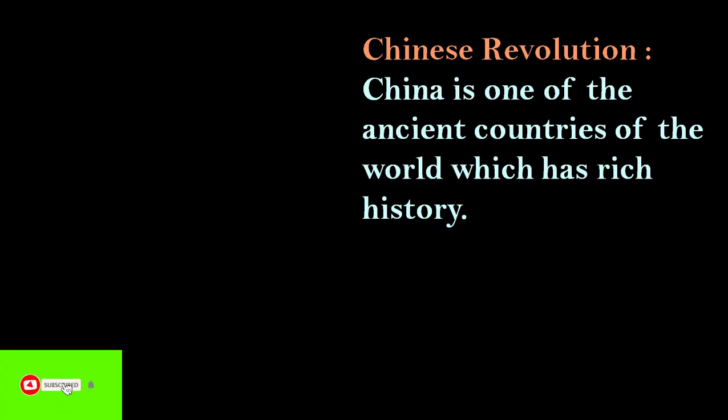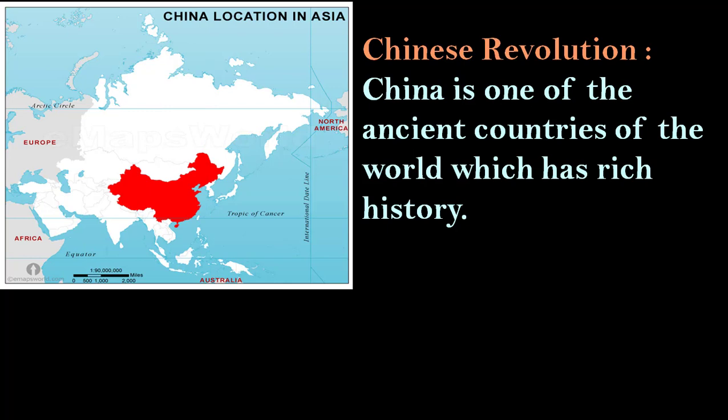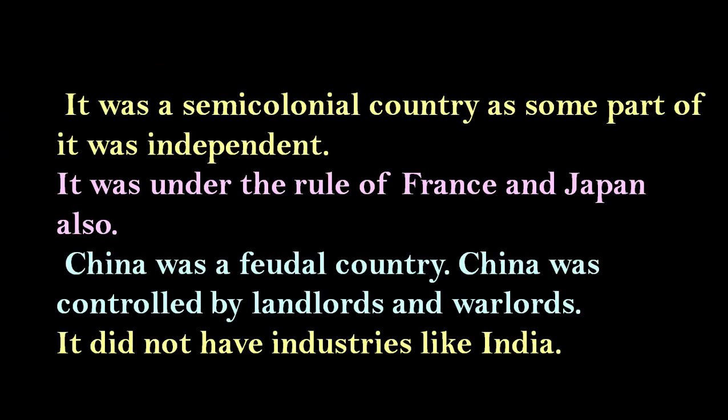Chinese Revolution. China is one of the ancient countries of the world which has a rich history, and even it was not completely a colony like India. Colonial means under the control of another country, like India, which came under the control of the British until it fought for its independence. China was a semi-colonial country, as some part of it was independent.